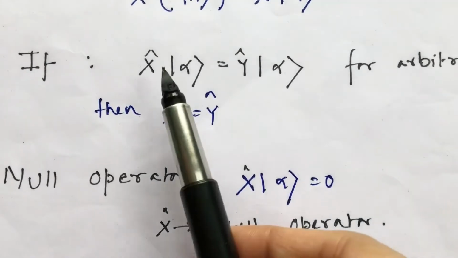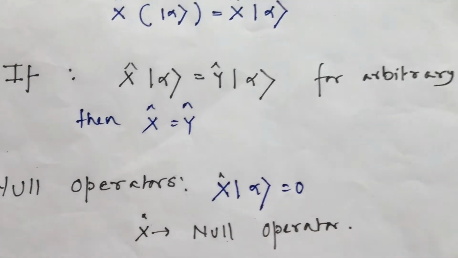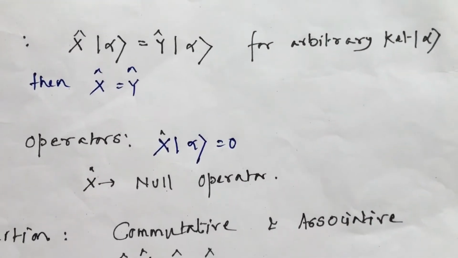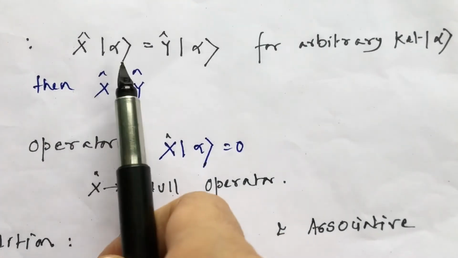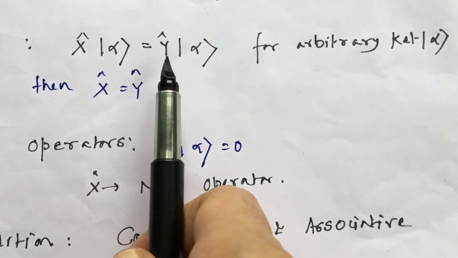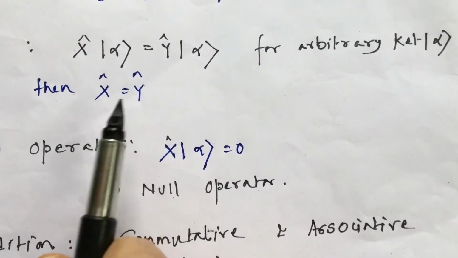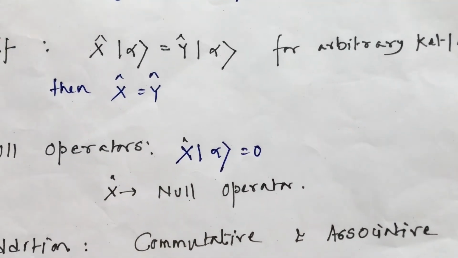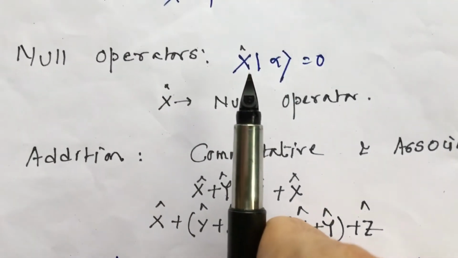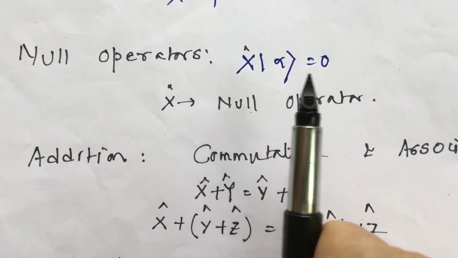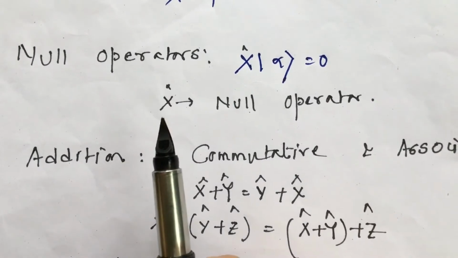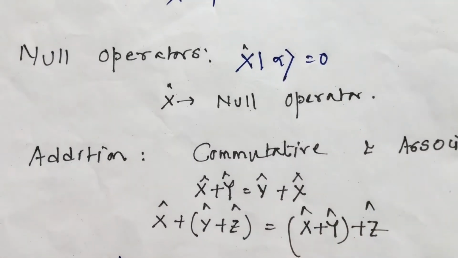If this relation follows, that for any arbitrary ket state alpha, x operating on alpha equals y operating on alpha, then we can write that these two operators are equal. If any operator x operating on alpha gives us 0, that means x is a null operator.